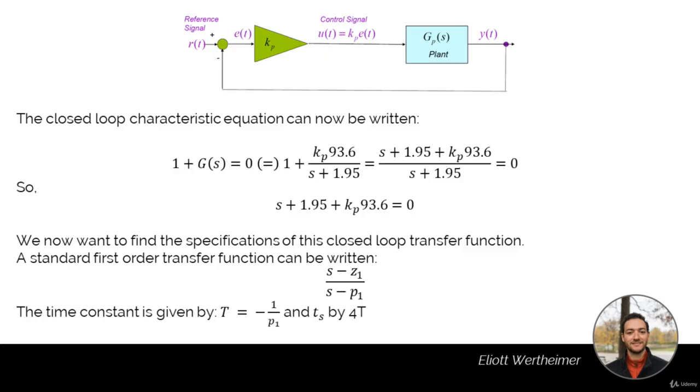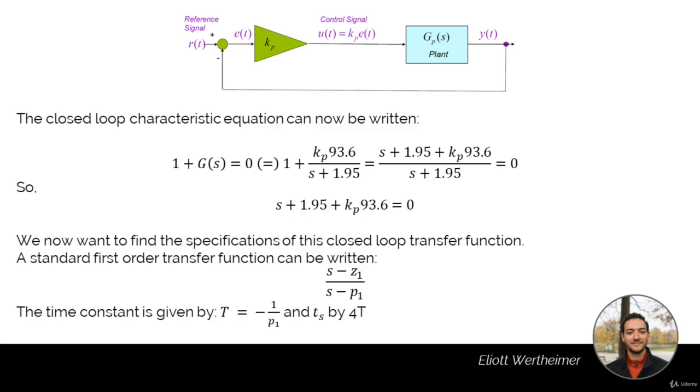Any standard first order transfer function like we have here can be written in the following form. The numerator contains s minus z1, being a zero, and the denominator contains s minus p1, being the pole. We also know that the time constant is given by T equals minus 1 over p1. Again, p1 is the pole, and the big T is actually the time constant. By definition, the settling time is 4 times the time constant. So all these are just given. It's part of the theory.